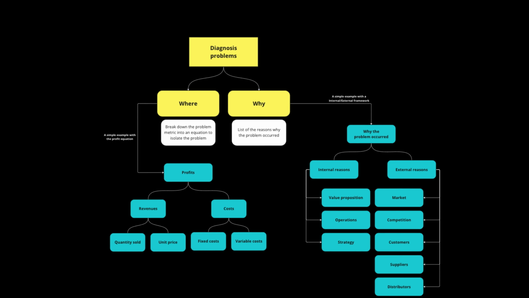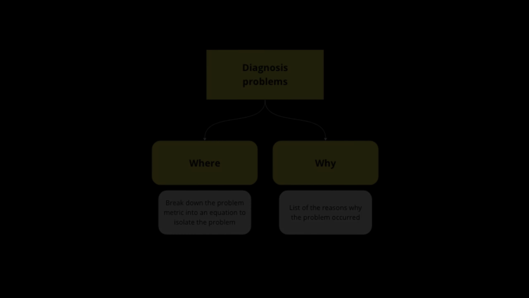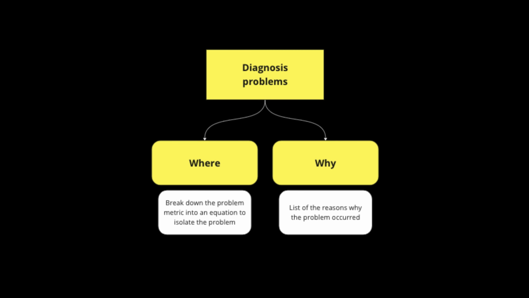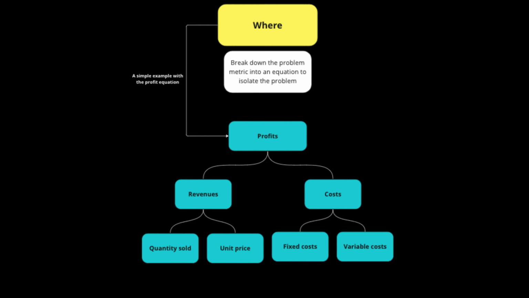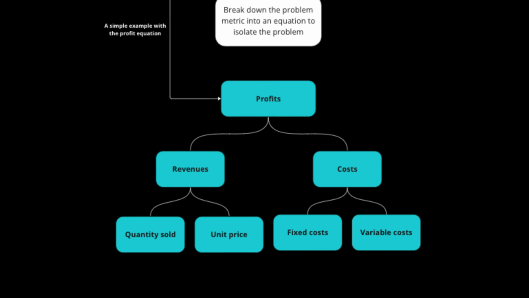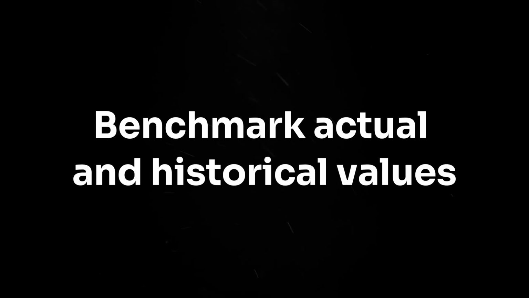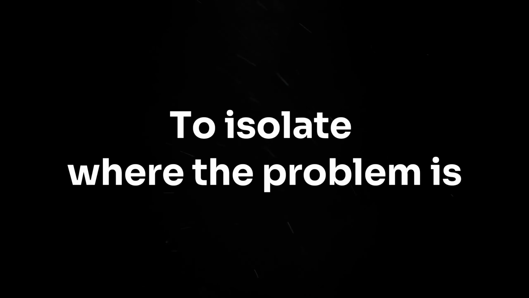To approach diagnosis problems, you must answer 2 important questions: where and why. You first need to know where the problem is. To do so, break down the problem metric into an arithmetic equation. Later on, in the analysis phase, benchmarking actual and historical values for each variable in your equation will tell you what is numerically causing the problem.